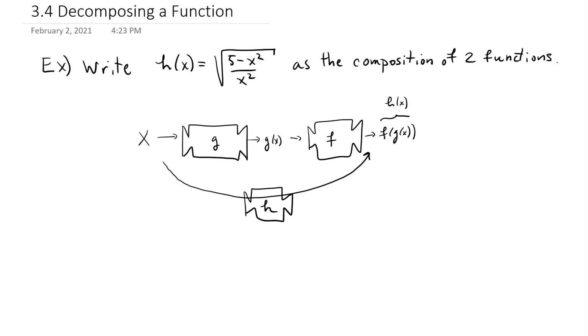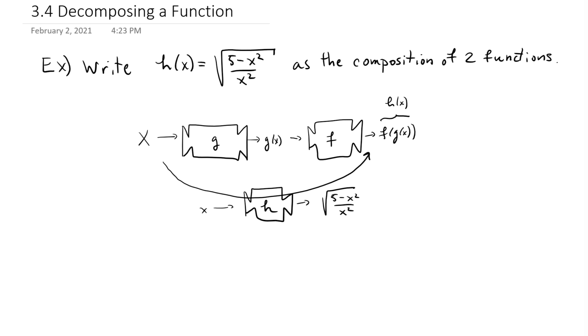So we know that h takes x, and what it outputs is the root of (5 minus x squared) over x squared. So try to think about two functions, g and f, that would do the work of h. To do this, one thing you probably want to do is look for a function g that's inside function h. For example, inside the square root lies the function (5 minus x squared) over x squared.